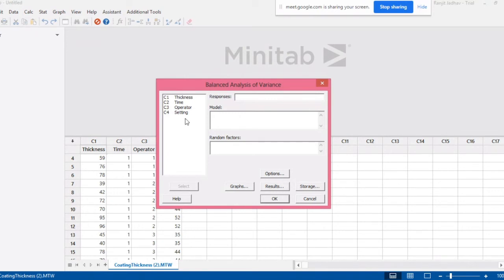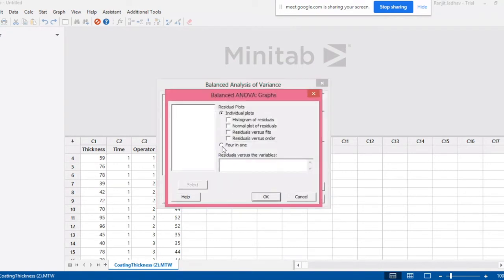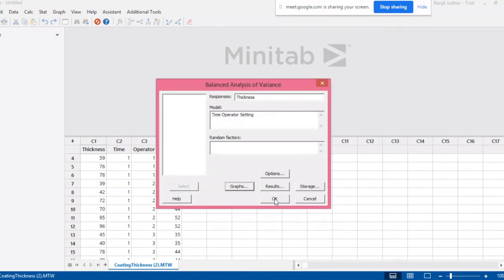Response. What is the response? It is your thickness. Time, operator, setting. Here we will get a 4-in-1 graph.